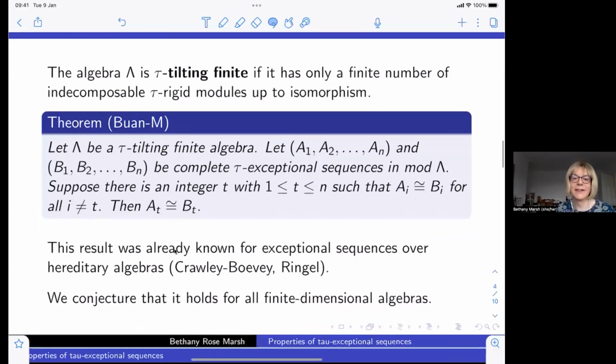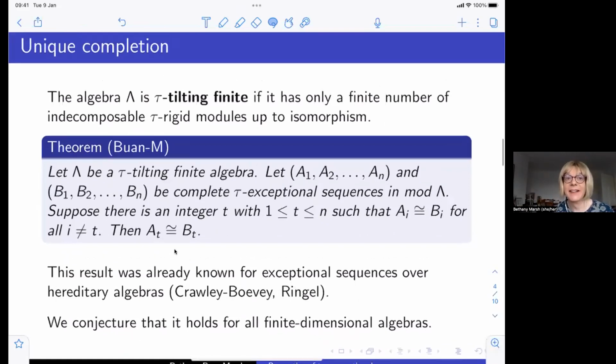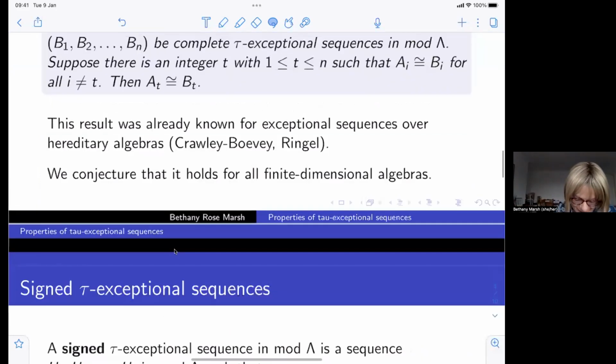Okay, and the second result: in the hereditary case, there's a braid action that's already in Crawley-Boevey and Ringel. So there's an action of the braid group on tau exceptional sequences, and that's always been our motivation from the start, to try to find such actions in this general context. And it's quite difficult, and I'll explain what we can do next.